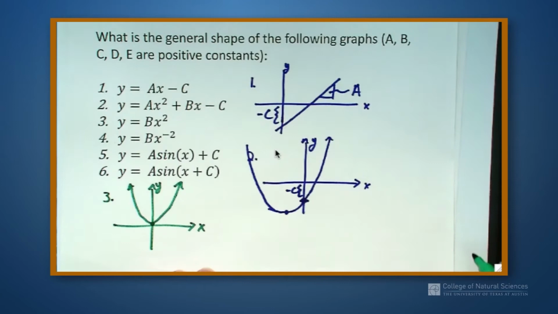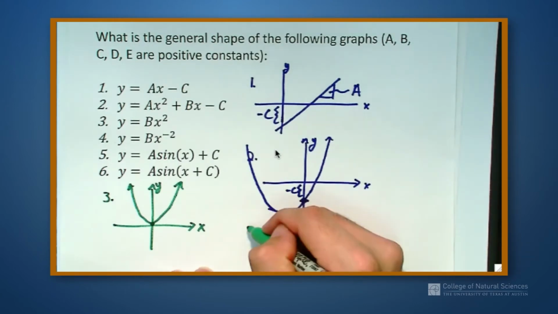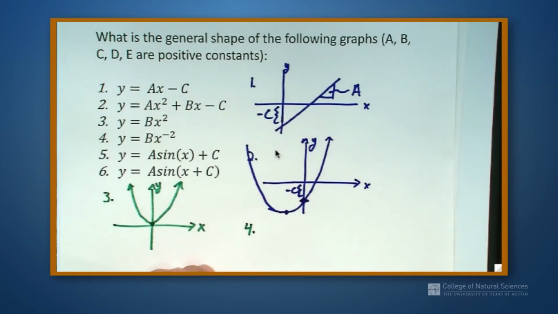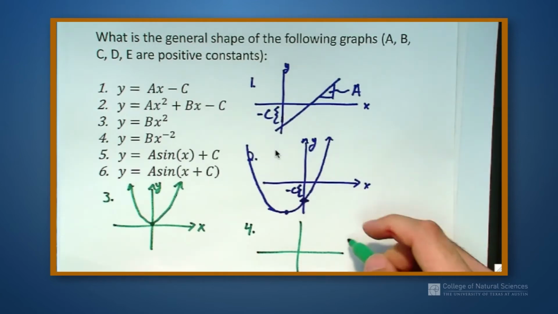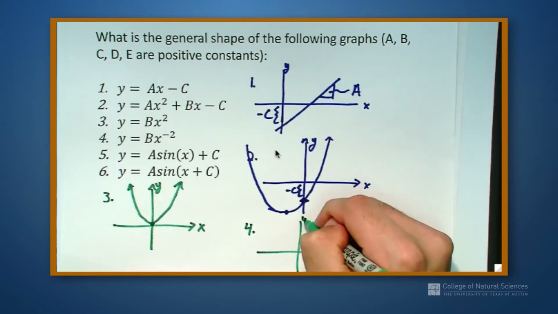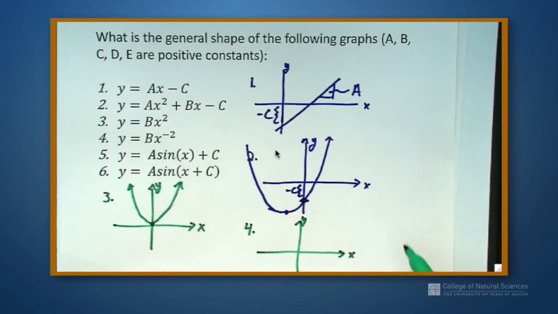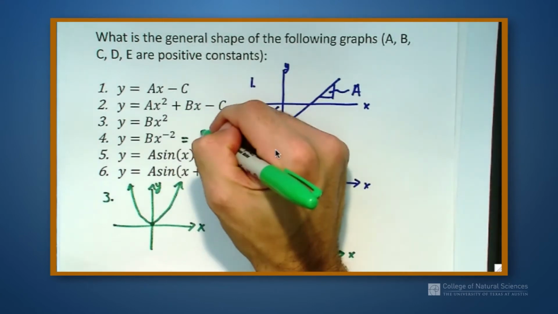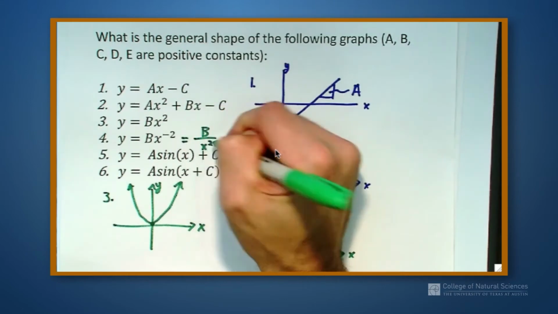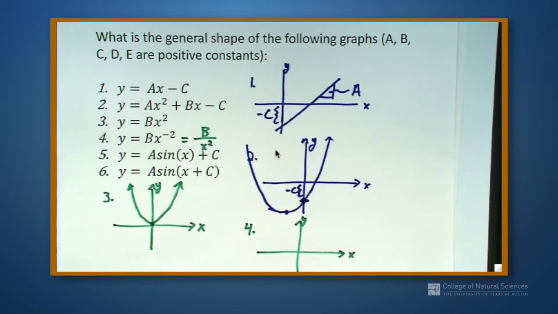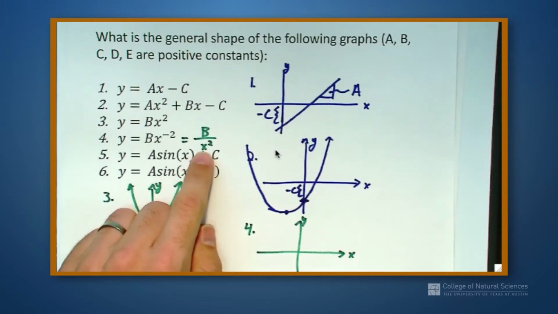Fourth graph looks similar to the third graph when you first look at it, but you actually have to be careful. The fourth graph on this one, y is equal to b times x to the minus 2. So x and y. This equation can be written as b over x squared. So it's not a parabola. It's a 1 over x squared function.